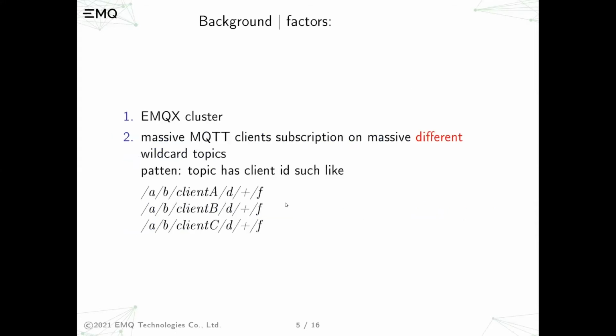So the factors we found are, first, EMQX runs in cluster mode. It's not a single node. Second, those MQTT clients are doing subscriptions on massive numbers of different wildcard topics. They are not subscribed to the same one or a few. It's a lot. And the pattern we found is that they have some client ID or some UUID in the topic, so that each client is trying to subscribe to different topics, and that tends to be tons of subscriptions on the wildcard topic.